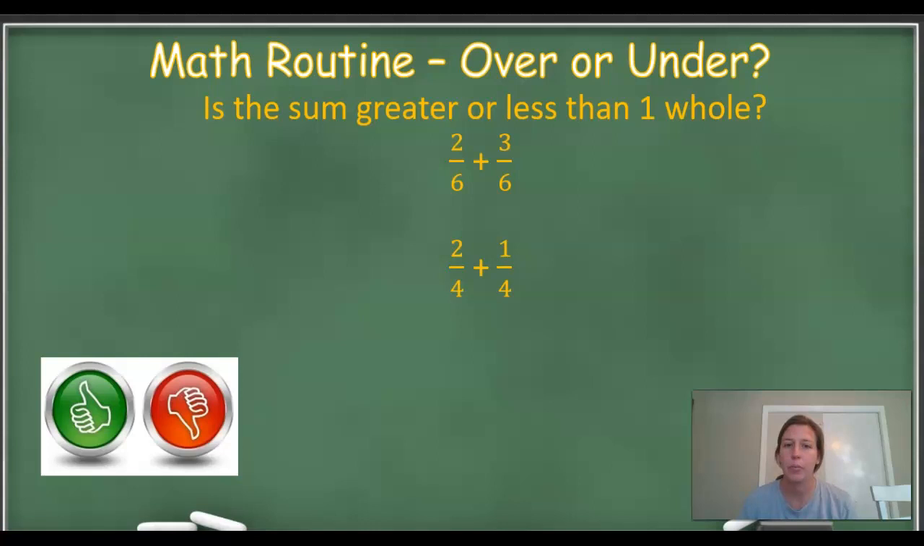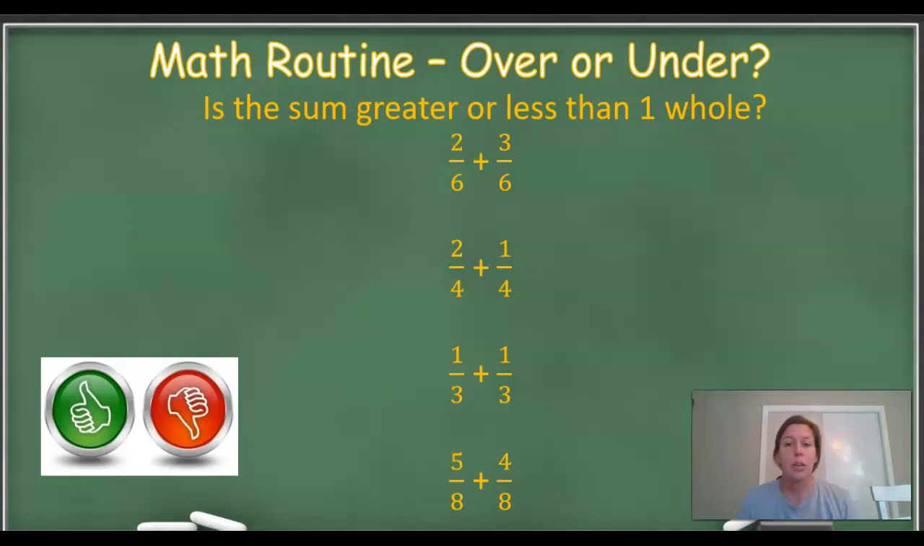What about this one? 2/4 plus 1/4. 2/4 plus 1/4 is 3/4, and we know 4/4 equals a whole, so this one is also less than a whole. 1/3 plus 1/3 would give us 2/3, and 3/3 would be a whole, so 2/3 is also less than a whole. Are all of these going to be less than a whole?